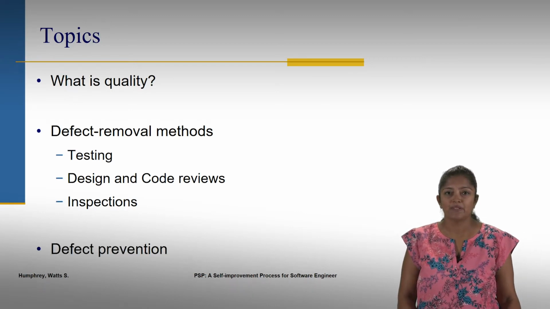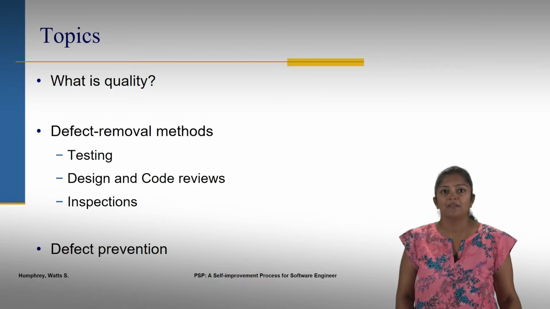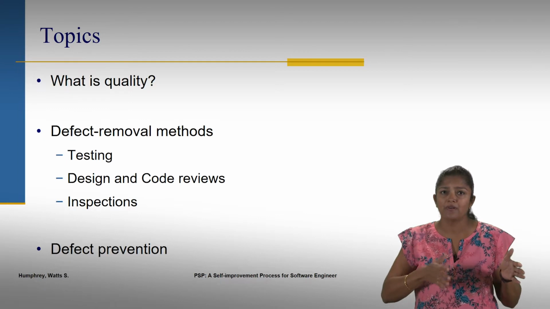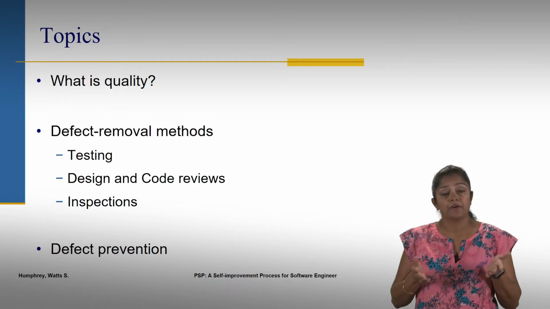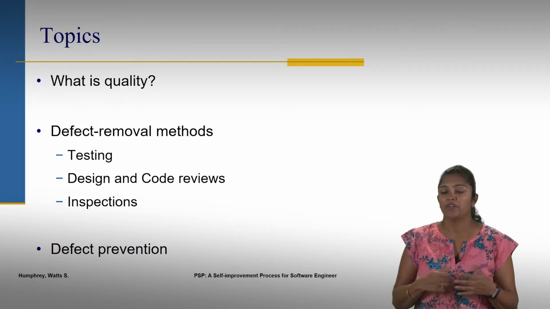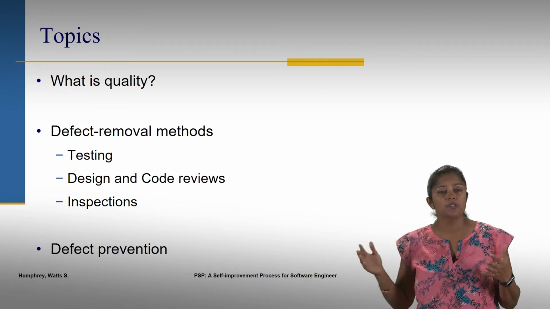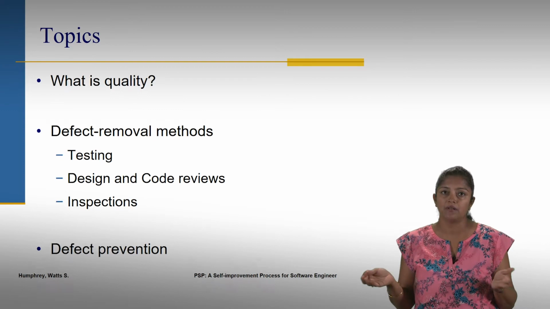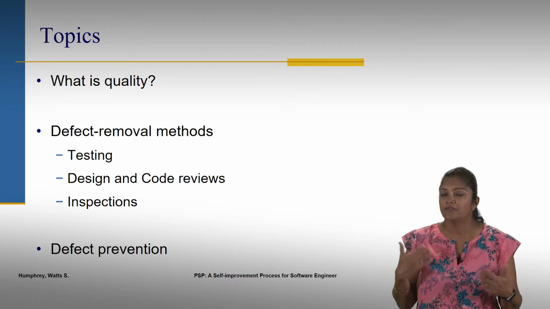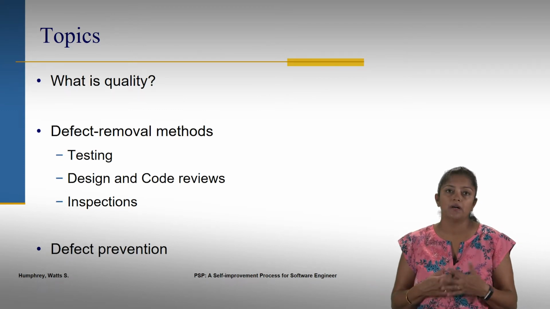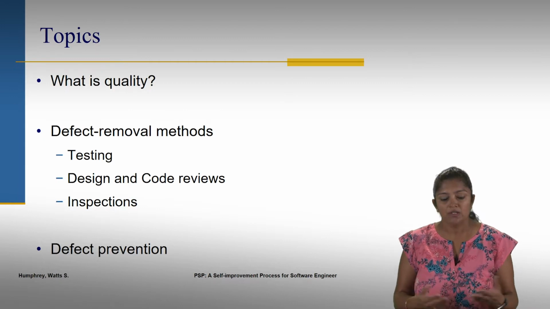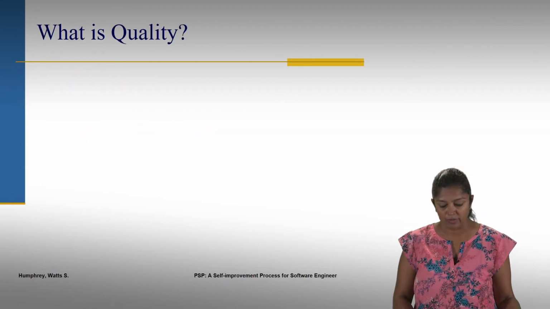So there are two aspects here. One is writing the software in such a manner that defects are prevented upfront, right from the beginning. Defects are not introduced. So how can we do that? And the next thing is defect removal. Once the code has been written and it's up and running, if defects are found, then how do we remove them? Those are the two aspects that we'll be looking at.